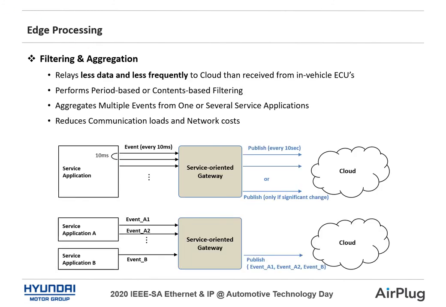Filtering can be applied to the data before it is delivered to the cloud service. Either simple subsampling or content-based filtering can be used. With the filtering, we can reduce the amount of delivery data, and thus we can reduce the network cost. Aggregation can also be applied to multiple events, either from one service or from multiple services. This also can reduce the communication burden, both for the vehicle and the cloud.